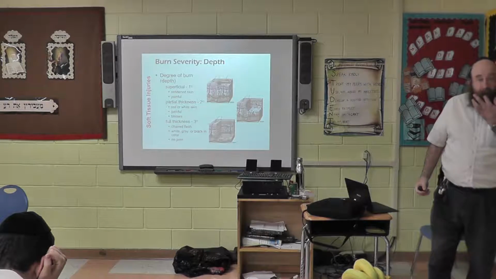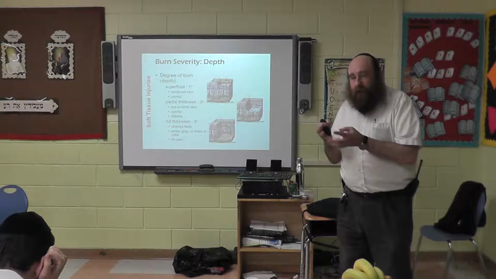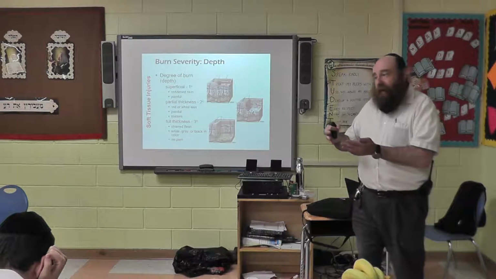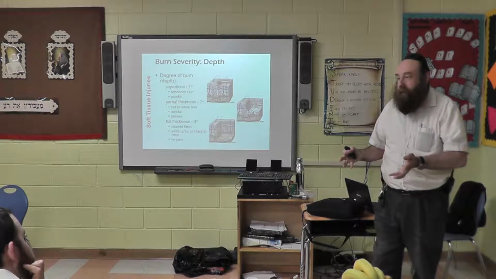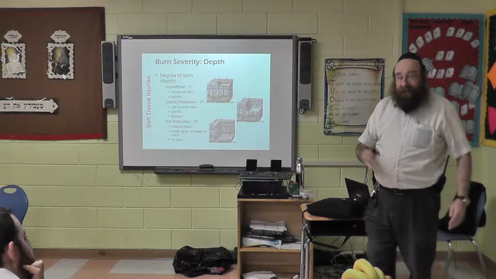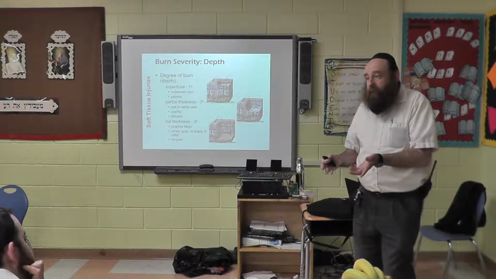Okay? It'll look black, like a piece of steak that's been left on the grill way too long. I don't just mean it's been overcooked, I'm talking about charred. Right? You leave a piece of meat on the grill and just let it stay there, it's going to turn black and crusty. That's a third degree burn.